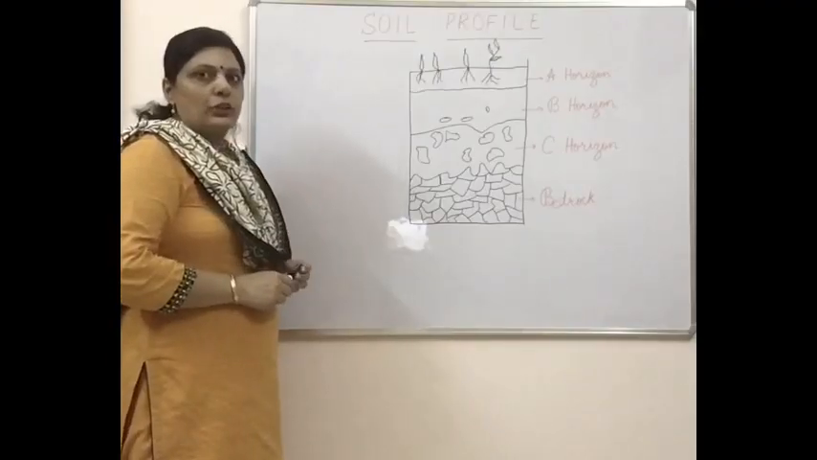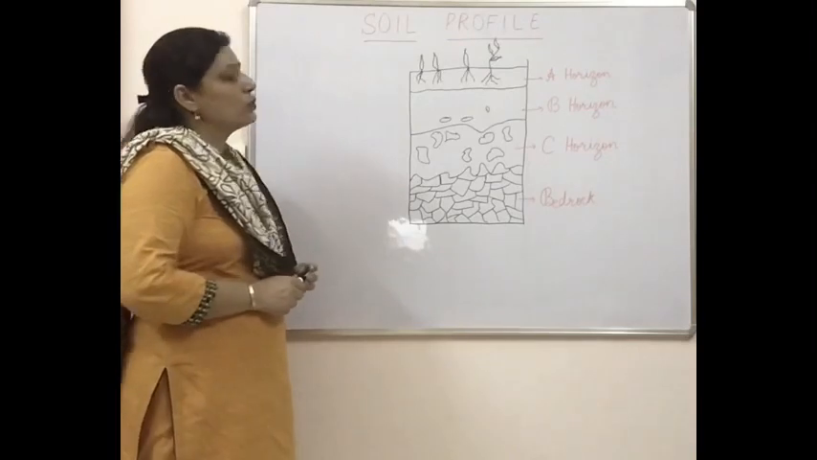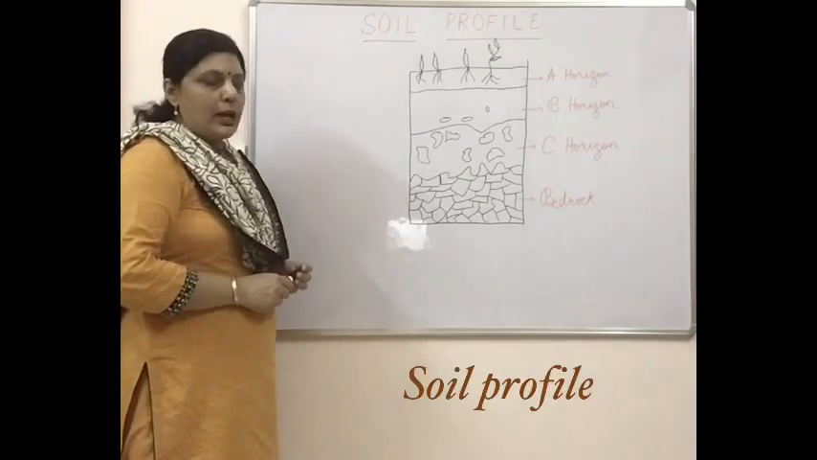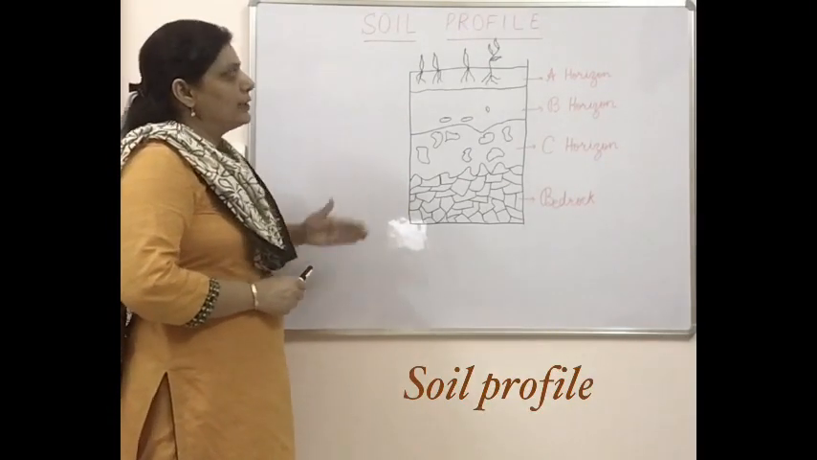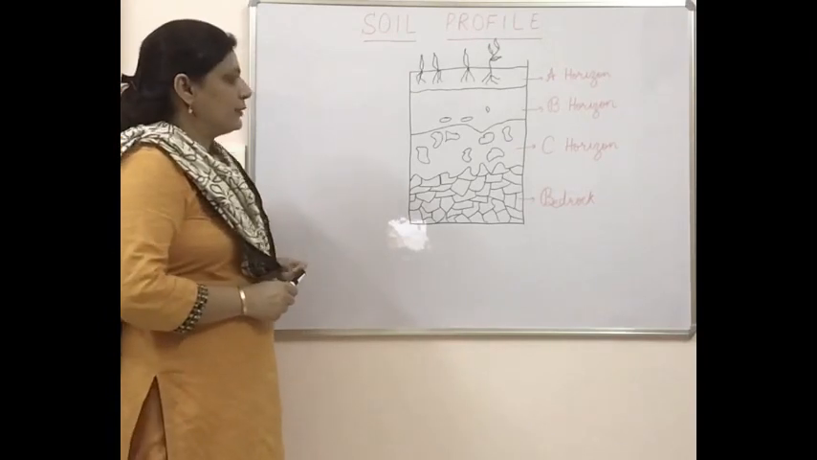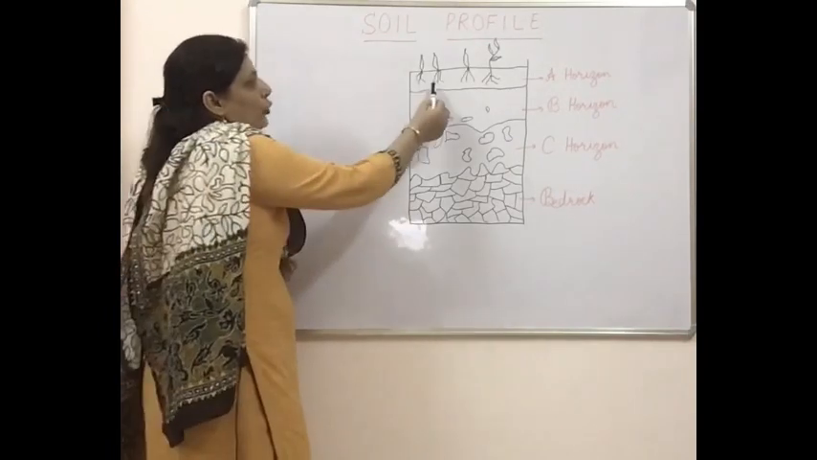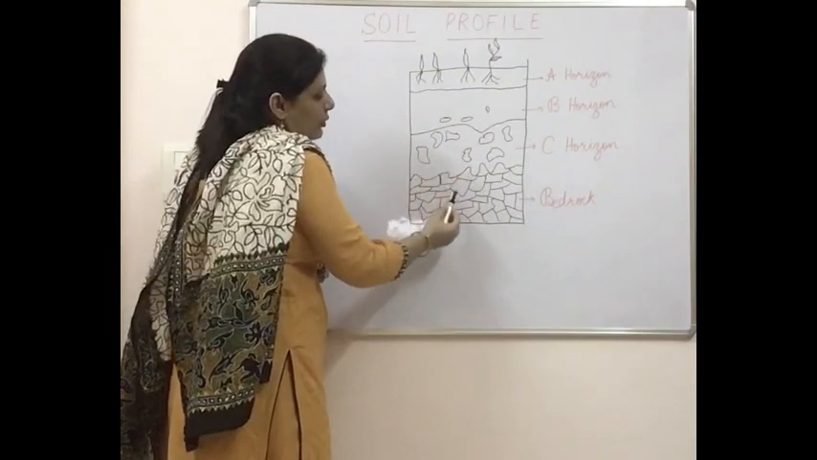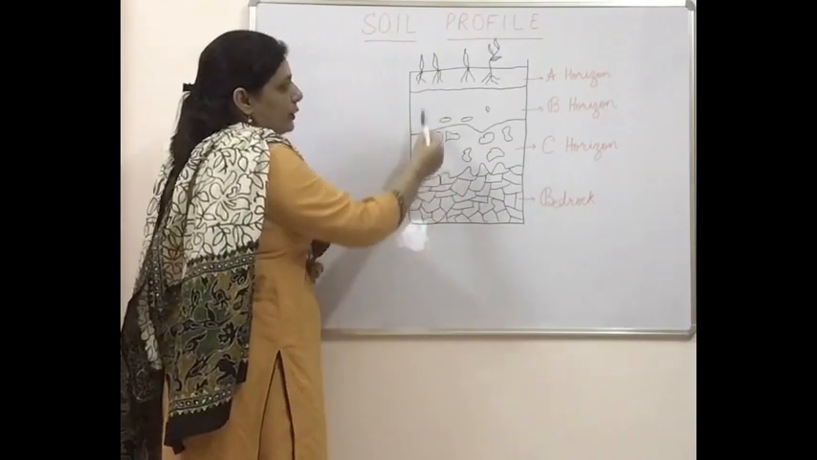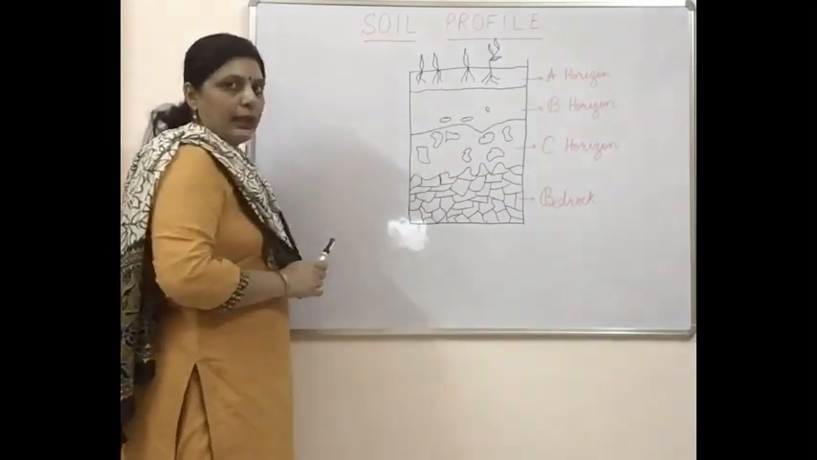A vertical section of soil is called soil profile. And there are different layers in the soil profile. As you can see in this figure also, there are 4 layers: 1, 2, 3 and 4. Each layer is showing something different. It is not the same at all.